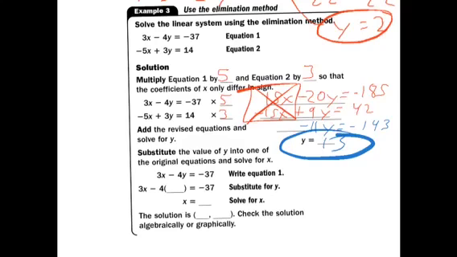So if y is 13, I just plug that back into one of my originals, put it right down in here, 13, then I have 3x minus 42 equals negative 37. If I add 42 to both sides, I get 3x equals 15, divide by 3, x equals 5. So I have the point (5, 13).